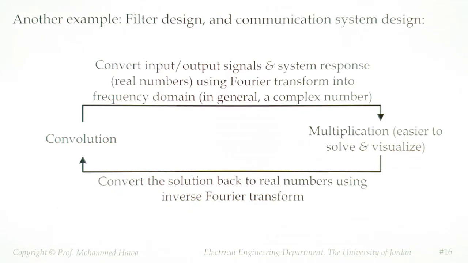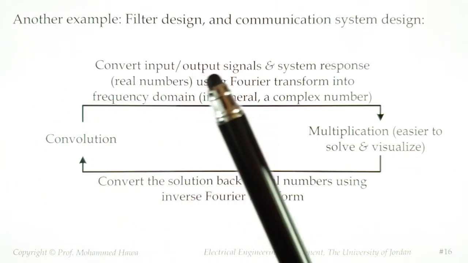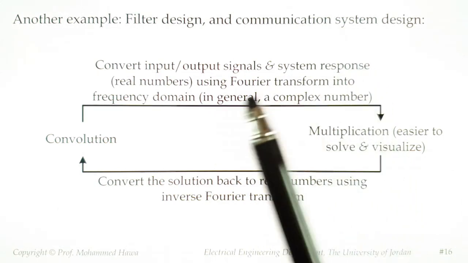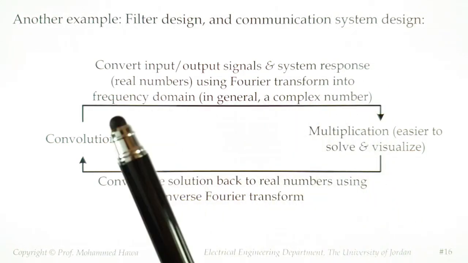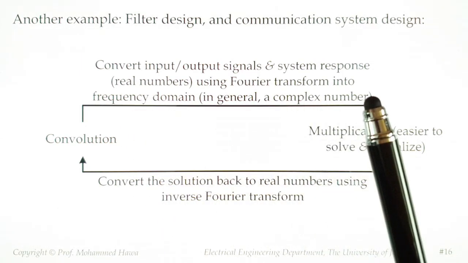You can of course do convolution using real numbers. This is possible, but it's not that easy. That's why we convert our signals, input and output signals, and we also convert the system response, the filter response, using Fourier transform into what we call frequency domain. And frequency domain typically uses complex numbers.